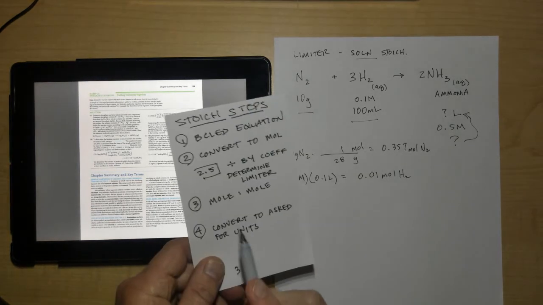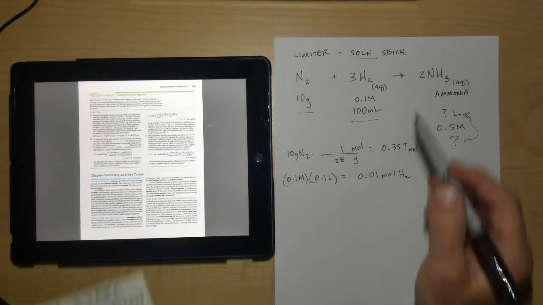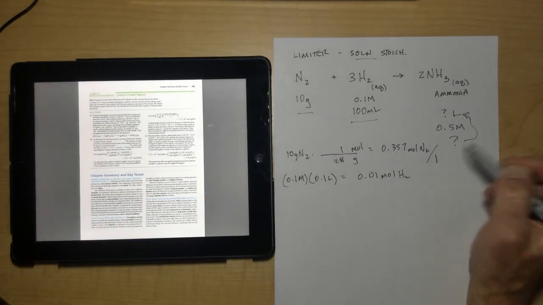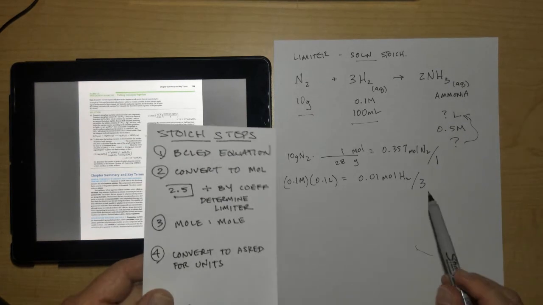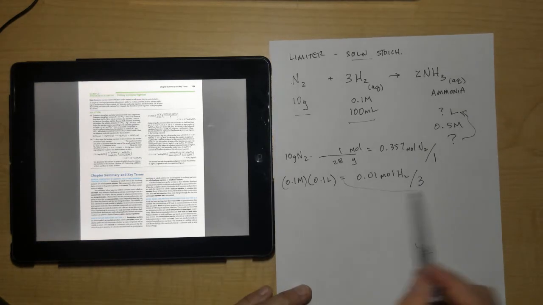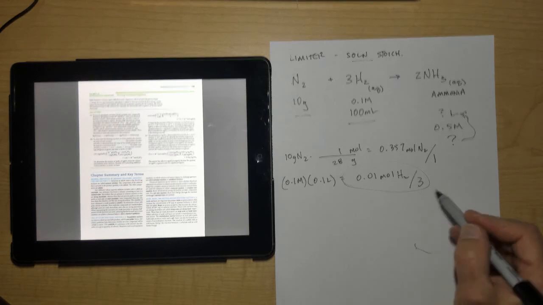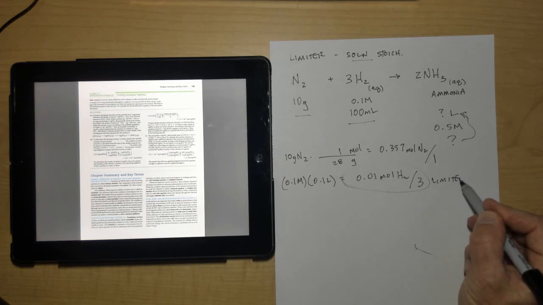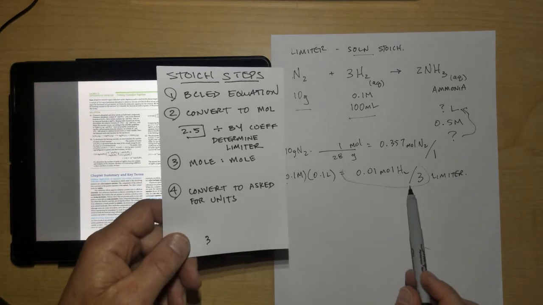So then let's divide by the coefficient to determine the limiter. So the coefficient in front of nitrogen is 1. The coefficient in front of hydrogen is 3. And maybe this one is really obvious. Which one's going to end up being the smallest? Well, obviously this guy's already smaller, and you're going to divide it by 3, so it's going to be even smaller. So this is my limiter. All right? Now work the rest of the problem based on the limiting reagent.